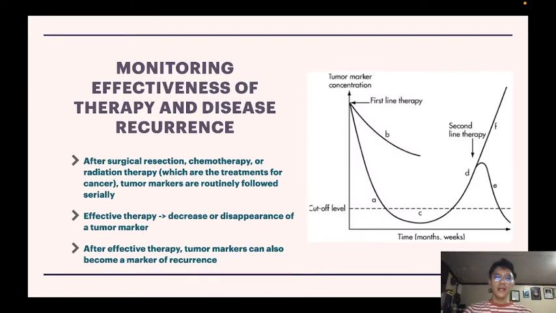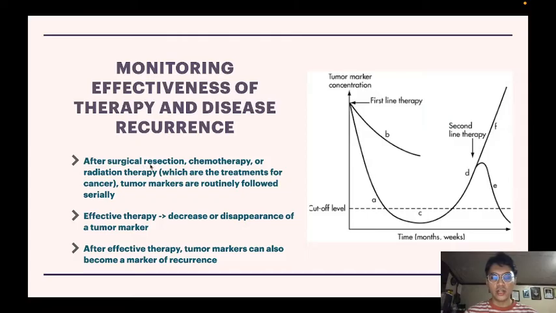Okay? And then, I mentioned this again earlier: monitoring effectiveness of therapy and disease recurrence. So for example, our PSA is high, and the patient is diagnosed with prostatic cancer, right? And then you give first line therapy. For example, you do surgery on the patient and then the PSA goes down because the treatment is successful. So it goes down to the cut-off level, to a non-cancer level.